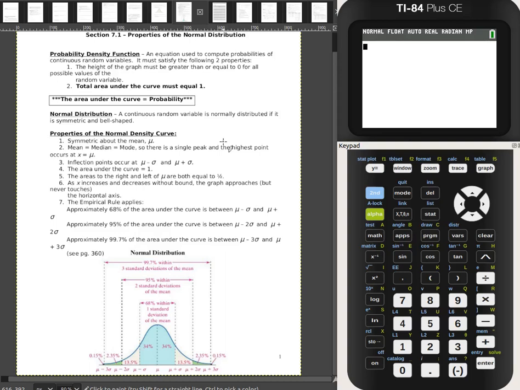Hello everybody. I just want to run through this section 7.1 notes about the normal distribution. This is going to be a little bit different than what you were doing last with the binomial distribution, because here we're going to be talking about continuous variables, but we're still, of course, interested in calculating probabilities using this one.